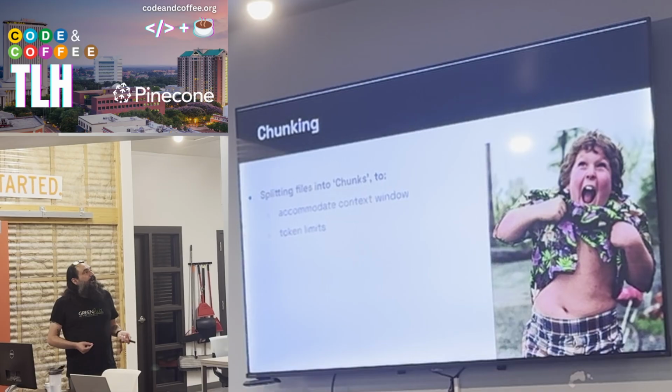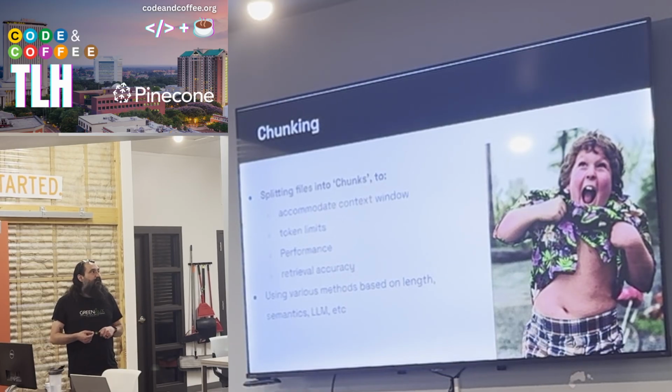And you want to chunk files to accommodate the context window, like how much data it can hold. The token limit, which is more about how much it's costing you, and then there's performance and retrieval accuracy. So there's lots of reasons to chunk the data, and then there's lots of ways to chunk the data, which can be done based on length, like split it every X number of characters or words. You can do semantic splitting, which is looking for splits of paragraphs or headers if it's markdown, where's the titles. And then the LLM, when you have an AI do the splitting, it's really looking for the logical splits, like where does it change topics.